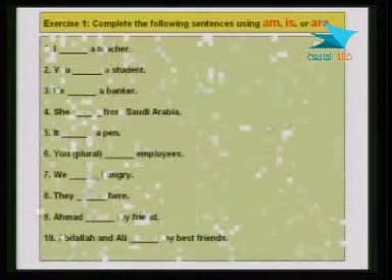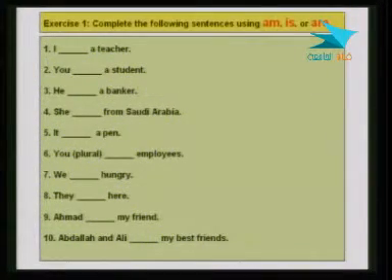Now let's practice what we have just learned, and we'll start with the first exercise, and it says complete the following sentences using am, is, or are. Okay? Look at these sentences. Of course, the first sentence is I, and then you have a space, and you need to use one of the verbs here. Would it be am, is, or are?